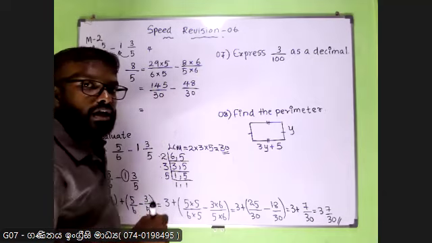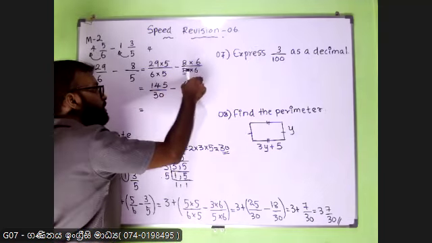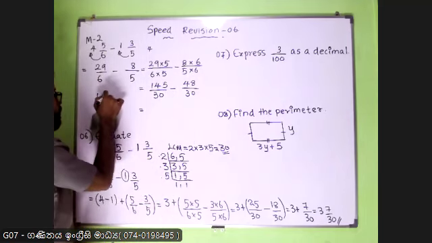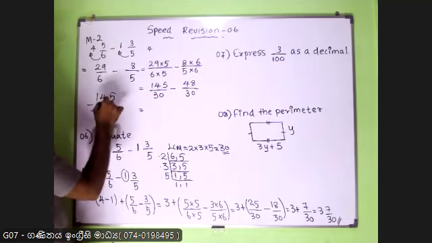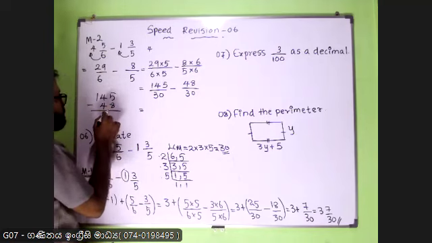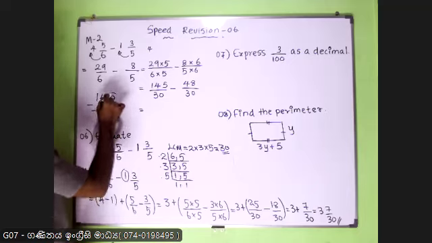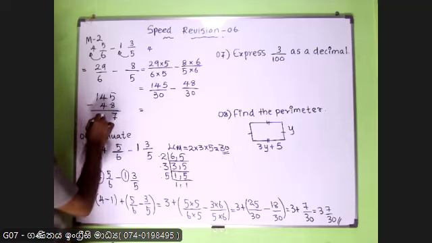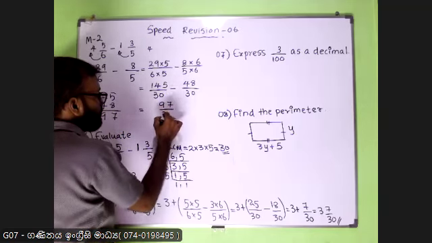So denominators are equal so that you can subtract the numerators. 145 minus 48. You can subtract 8 from 5. Then you have to take 10 from here, then it becomes 15. 15 minus 8, 7. Here you have 3. Now altogether 13. 13 minus 4 is 9. So numerator will be 97 divided by 30.